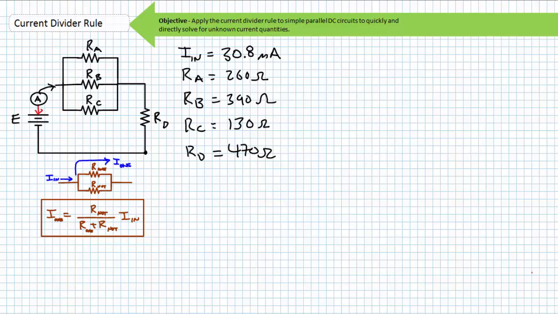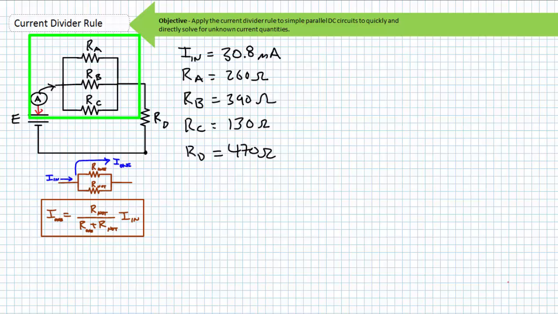An ammeter placed as follows in this circuit indicates a current of 30.8 milliamperes is entering a parallel combination of three known resistors. I know there's a lot of other stuff going on in this circuit, but if we restrict our analysis to the elements inside the box, and the box only, we can make use of the general use CDR. Don't worry about what's outside the box. We'll get to that later.